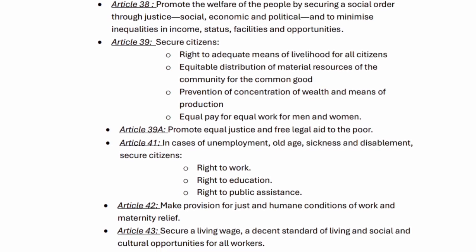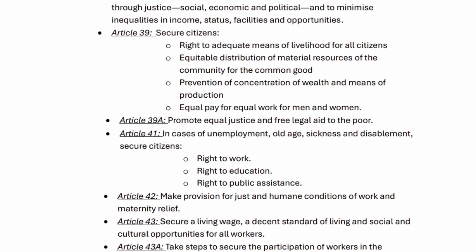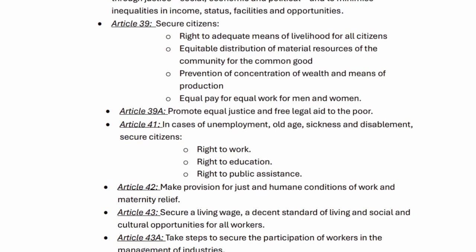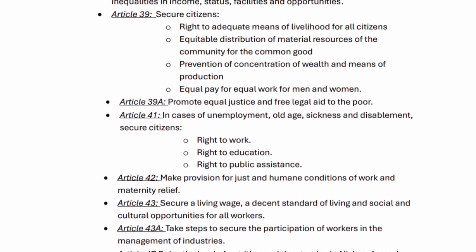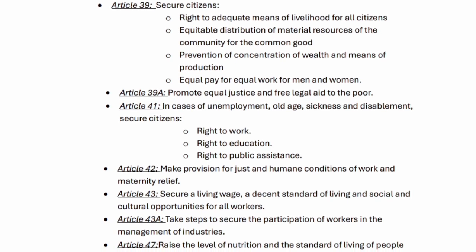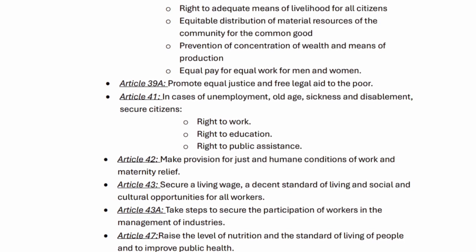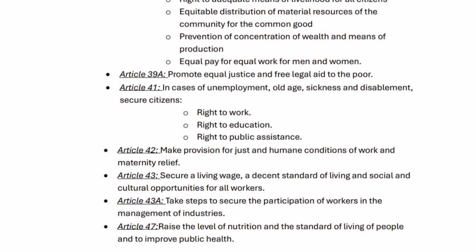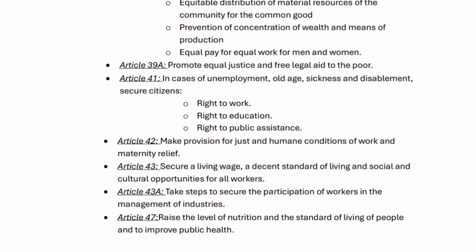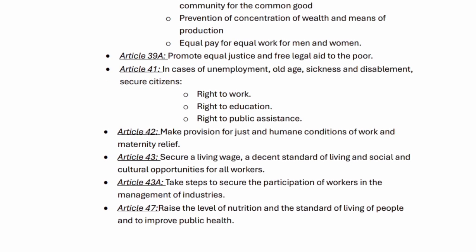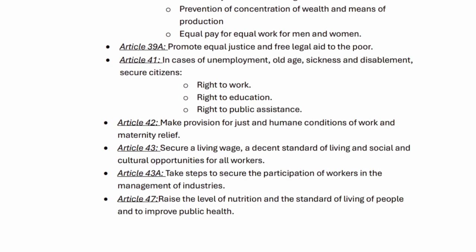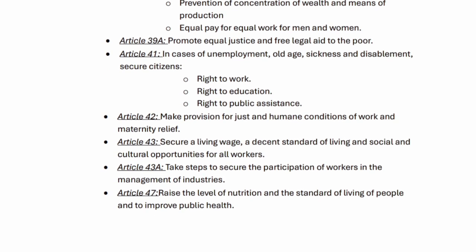Article 41. In cases of unemployment, old age, sickness and disablement, secure for citizens the right to work, the right to education, and the right to public assistance. Article 42. Make provision for just and humane conditions of work and maternity relief. Article 43. Secure a living wage, a decent standard of living and social and cultural opportunities for all workers. Article 43A. Take steps to secure the participation of workers in the management of industries. Article 47. Raise the level of nutrition and the standard of living of people and improve public health.